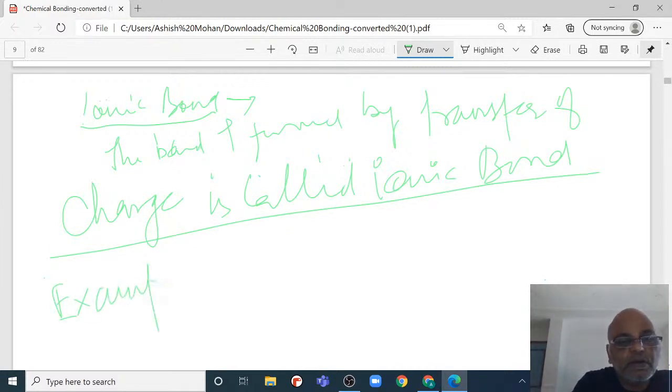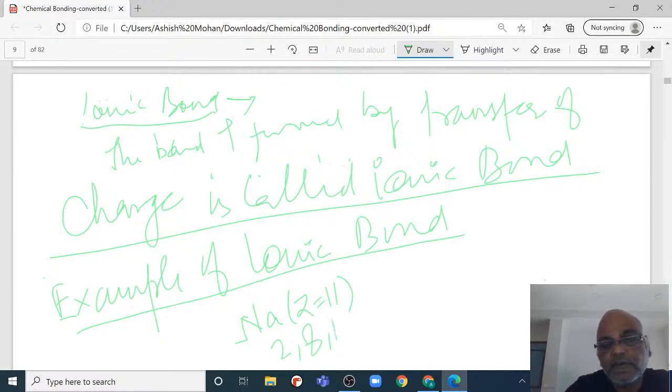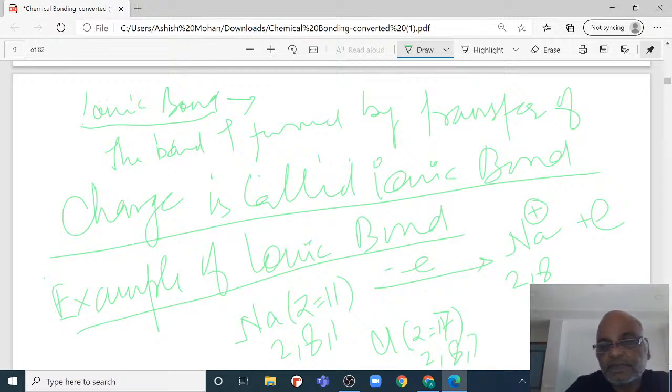I am taking an example. Suppose I have a sodium atom, Z is 11, configuration 2, 8, 1. It has lost one electron and becomes Na plus, 2, 8. Chlorine, Z is 17, configuration 2, 8, 7. It has accepted one electron and becomes Cl minus, 2, 8, 8.